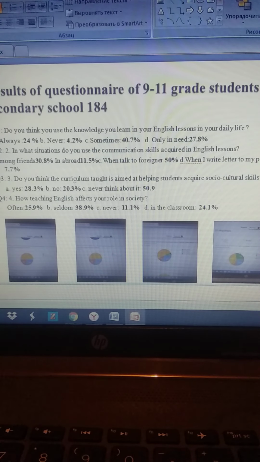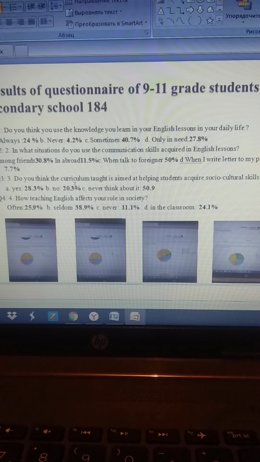For the third question, students answered whether they think that the educational curriculum taught and helps improve students' socio-cultural competence skills. 28.3% answered yes, 20.3% answered no, and 59% of students never think about it.